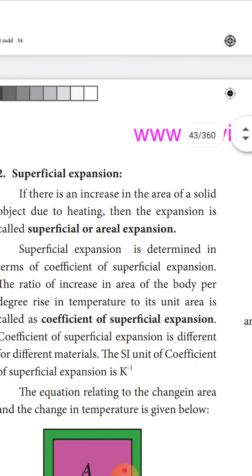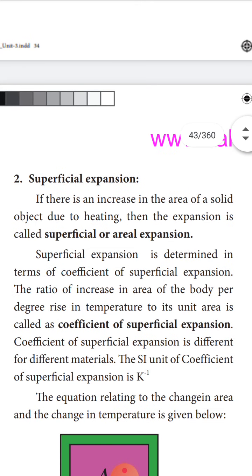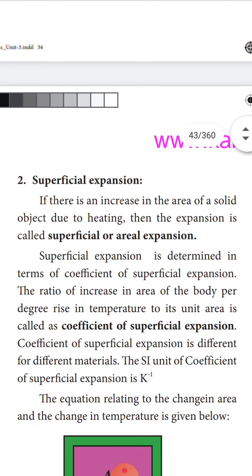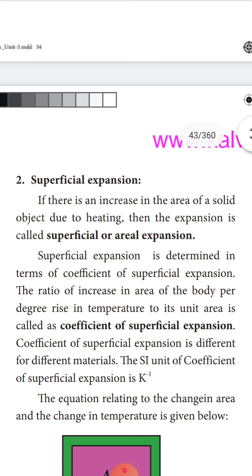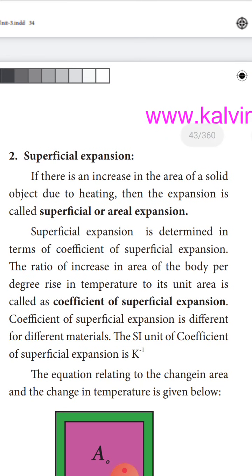Superficial expansion. If there is an increase in the area of a solid object due to heating, then the expansion is called superficial or areal expansion. Superficial expansion is determined in terms of the coefficient of superficial expansion. The ratio of increase in area of the body per degree rise in temperature to its unit area is called the coefficient of superficial expansion.